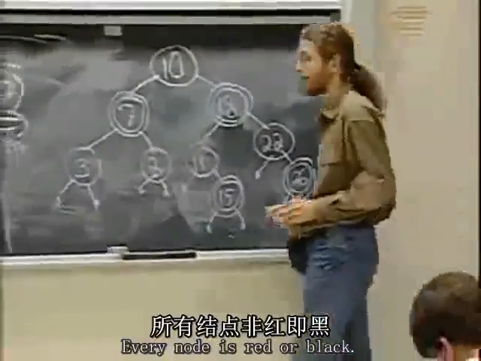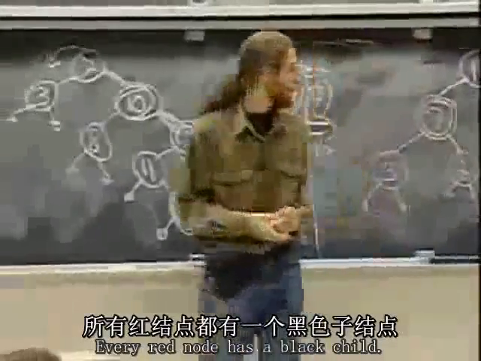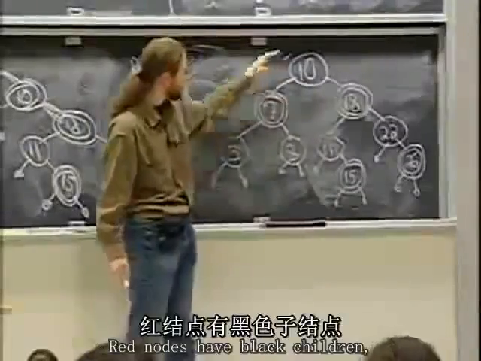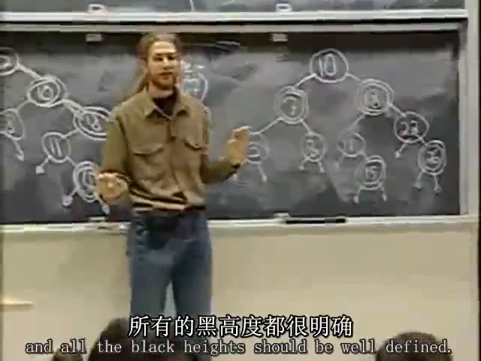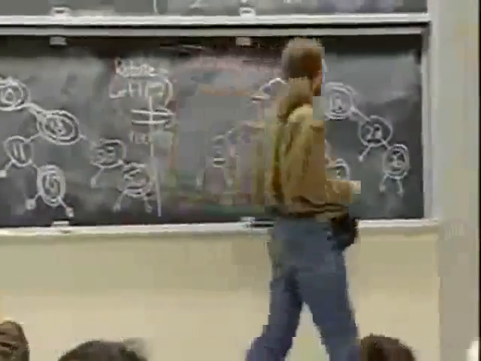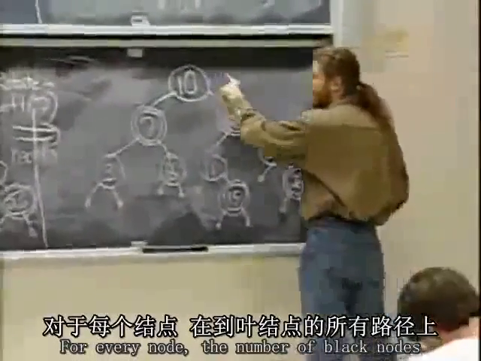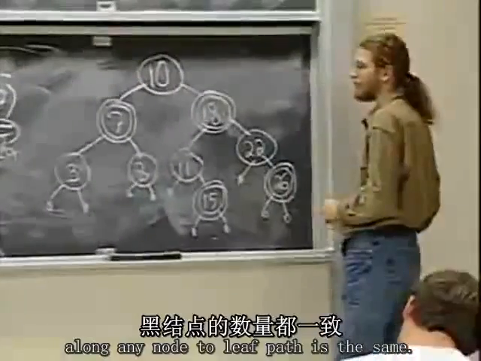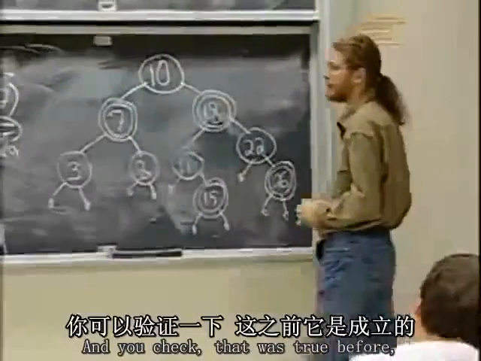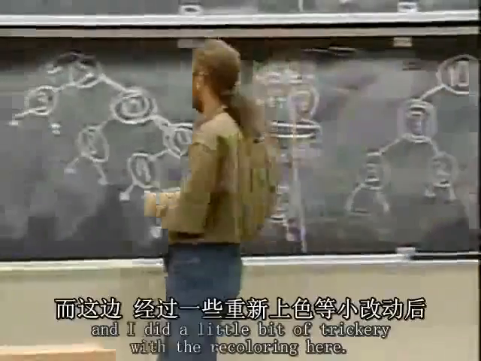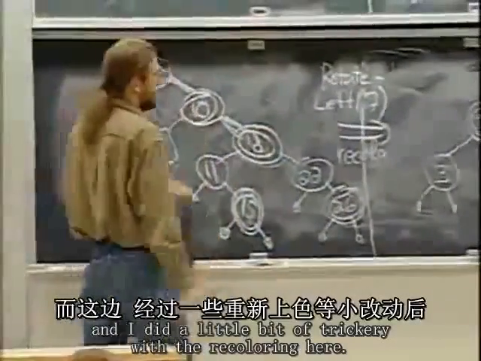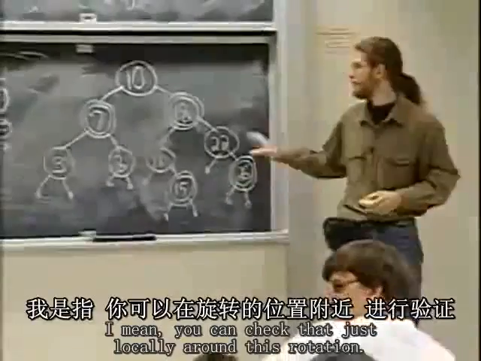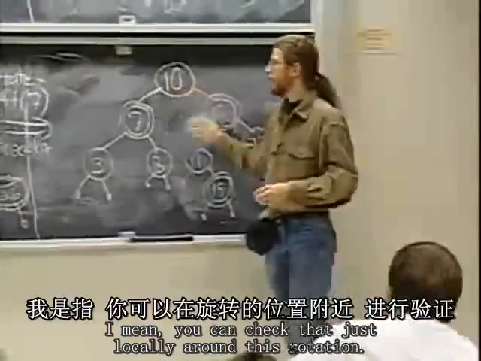Every node is red or black. Every red node has a black child. This is the last place we changed. Red nodes have black children. And all the black heights should be well defined. For every node, the number of black nodes along any node-to-leaf path is the same. And you check that was true before, and I did a little bit of trickery with the recoloring here, but it's still true. Okay, and you can check that just locally around this rotation.